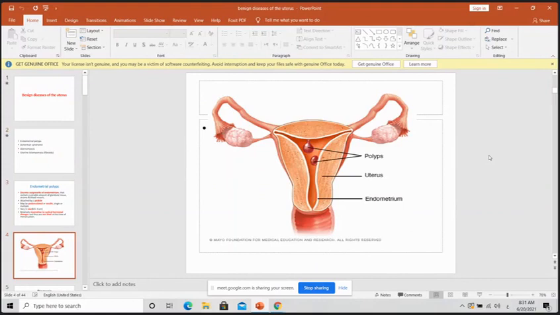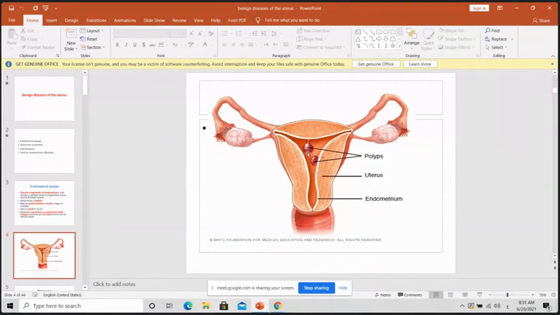As you see in this picture, it is a discrete outgrowth of the endometrium that is attached by a pedicle to the endometrium. This pedicle may be a little bit elongated, in which case it is called a pedunculated polyp, or it may be just flush with the endometrium, in which case it is named a sessile polyp.